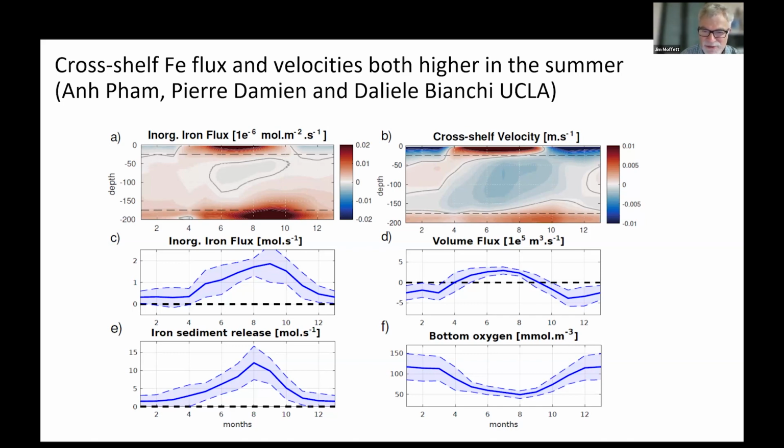Now, the interesting thing about that is that the maximum in cross-shelf velocity also coincides with a minimum in bottom water oxygen, because as many of you may know, the Oregon coast is very well known for generating a lot of hypoxic zones in the summer. That low bottom water oxygen leads to a significant release of iron from sediments, a high flux. And so we have this sweet spot of the highest iron fluxes being associated with the highest cross-shelf velocity.